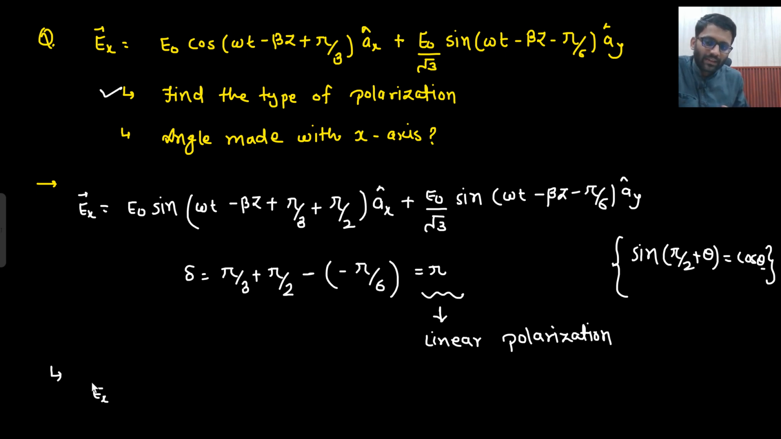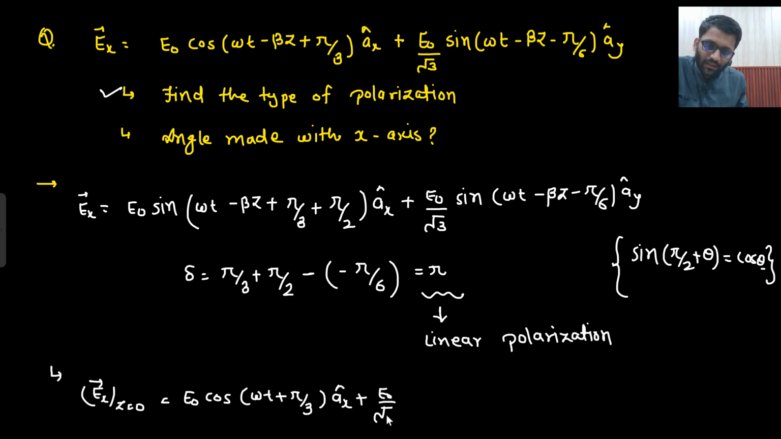So what will be my E at z equals 0? That would be E naught cos(omega t plus pi by 3) Ax cap plus E naught by root 3 cos(omega t minus pi by 6) Ay cap. This was sine actually, not cos, this was sine.